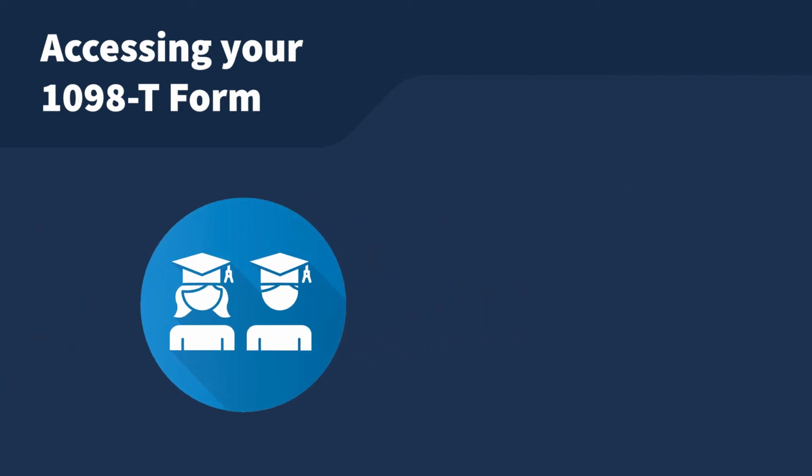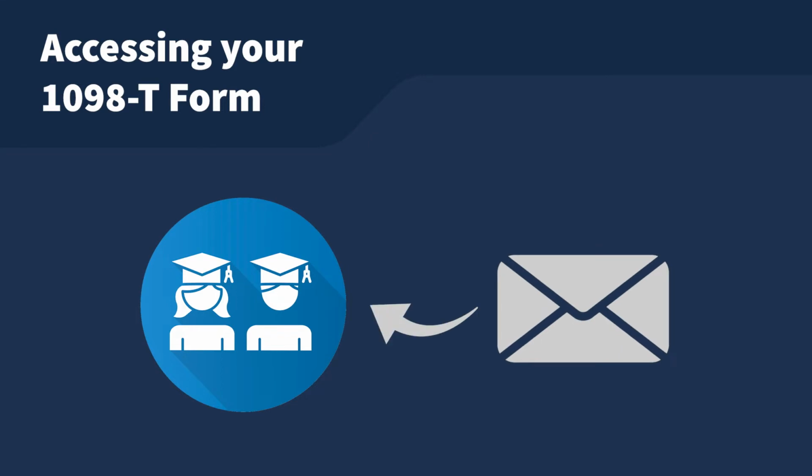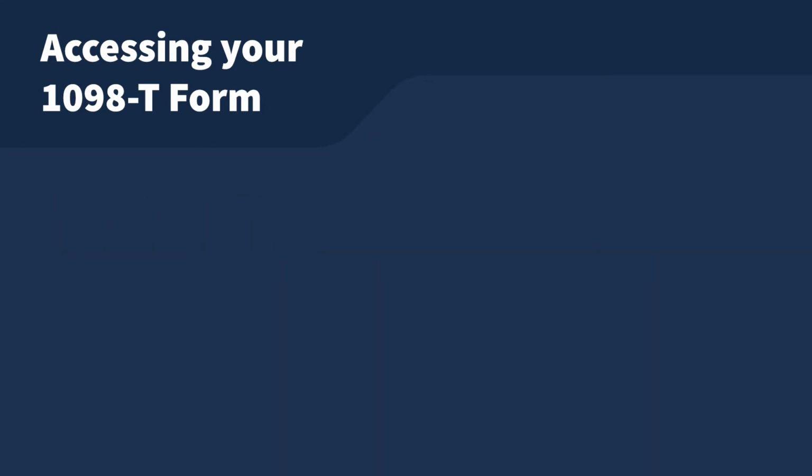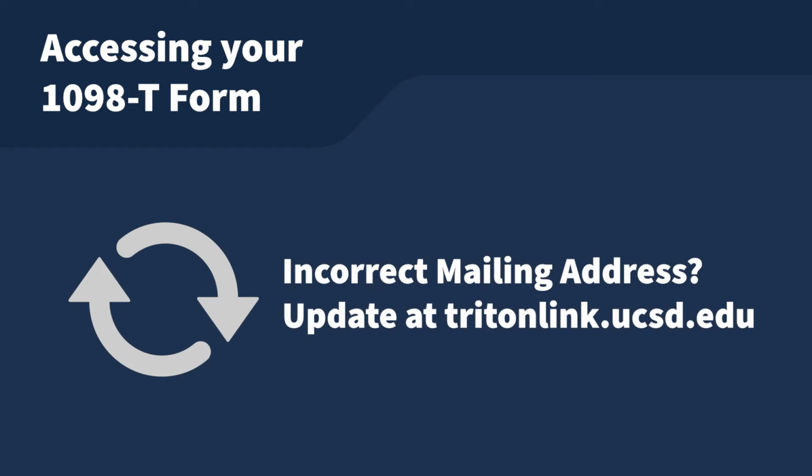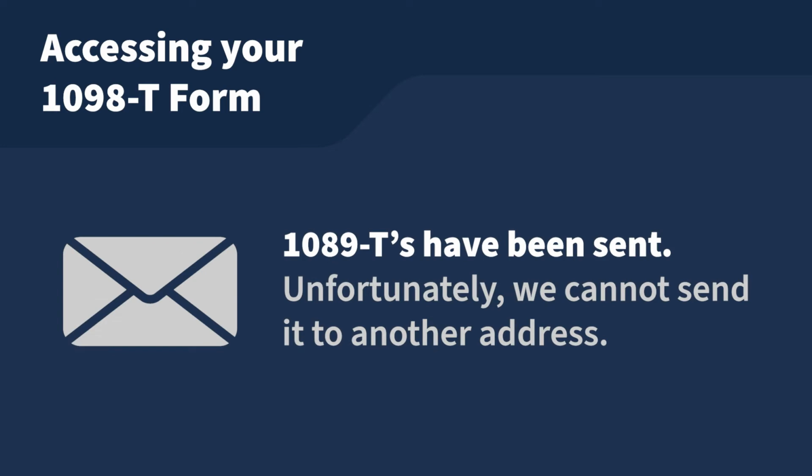If you are a student who did not provide consent to view the form online, a mailed copy will be sent to your current mailing address on file. A few things to note. If your current mailing address is not correct, please update it at tritonlink.ucsd.edu. 1098-Ts have already been mailed, so we cannot send it to another address.